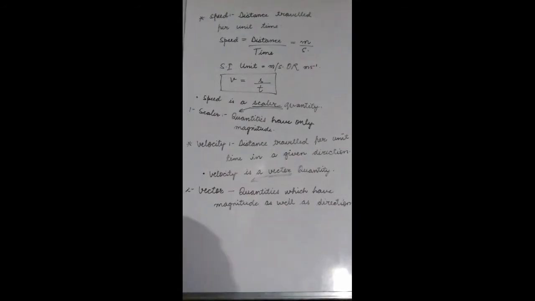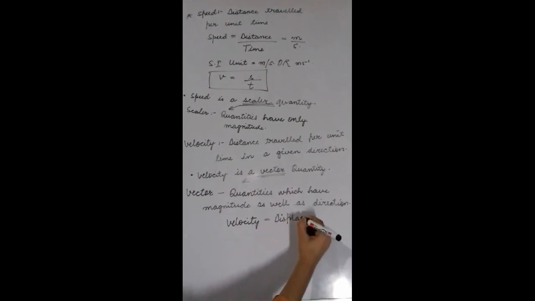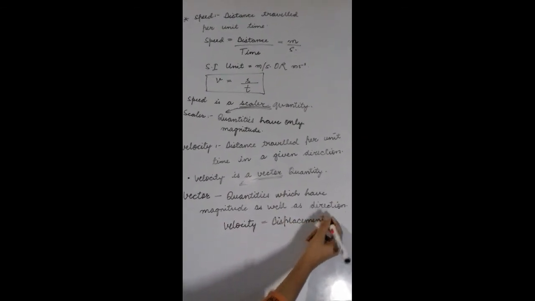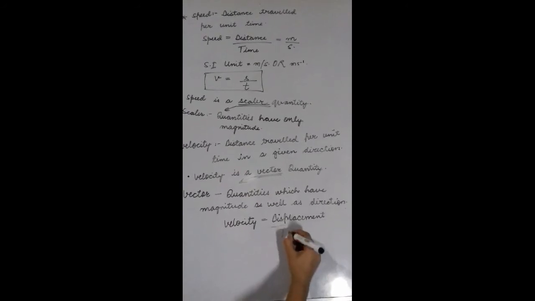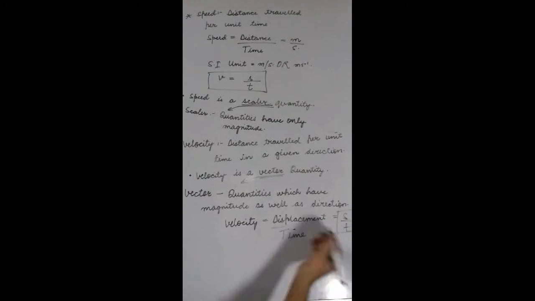Now, velocity is given by displacement divided by time. Displacement is denoted by s and time by t. So again the formula is the same, distance upon time, and the unit is also the same, that is meter per second.